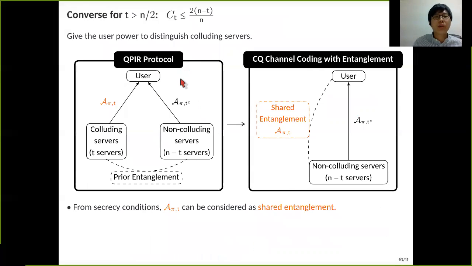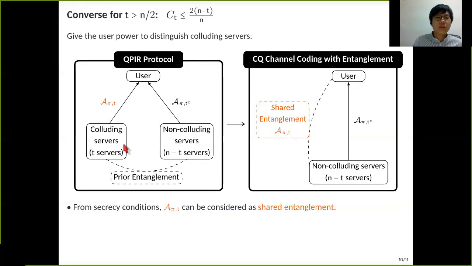Next is the other bound. First, we also use a similar approach as the previous one, but in this case, we use secret channel coding with entanglement. We reduce our protocol to this problem. For that, we just give the user the power to distinguish which servers are colluding. In our model, the user cannot distinguish which ones are colluding, but we give this power to the protocol.